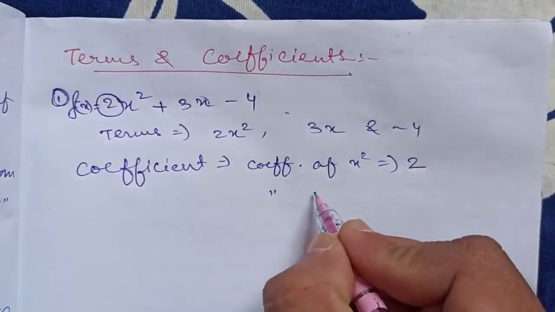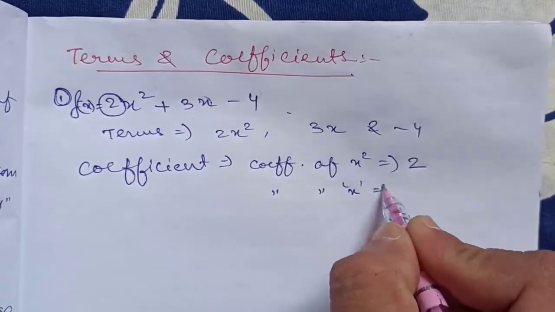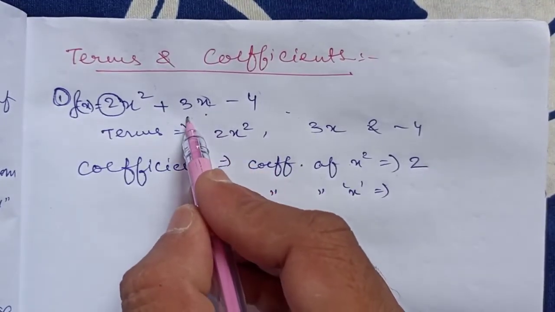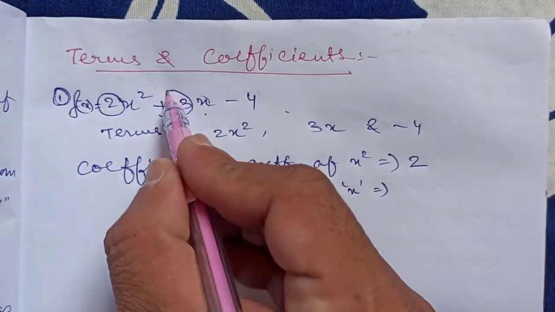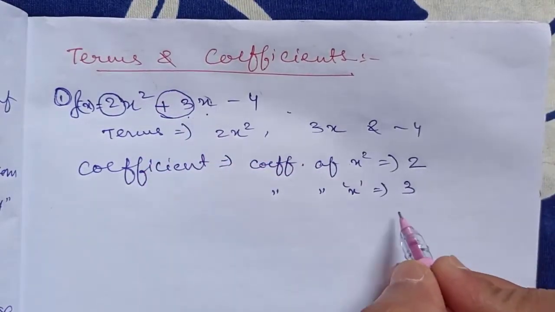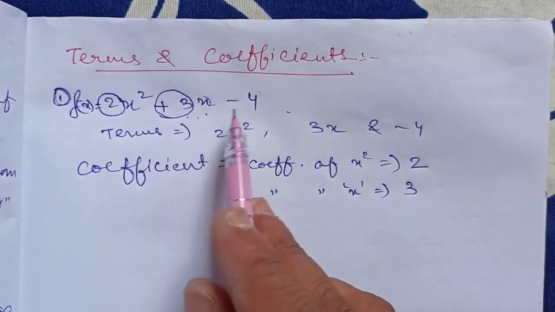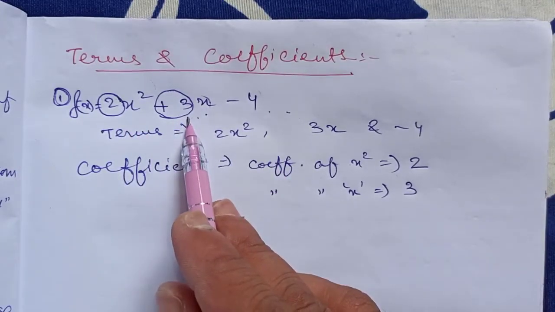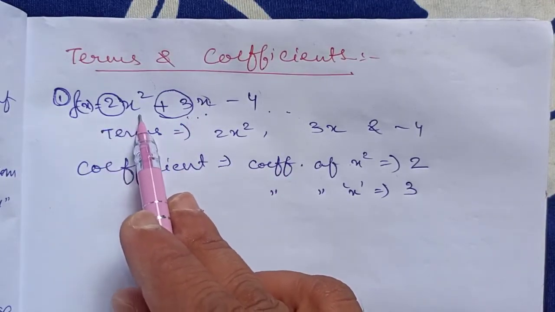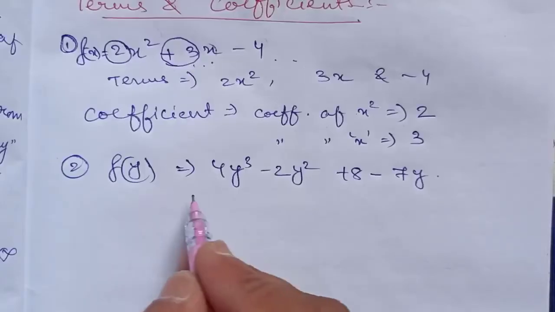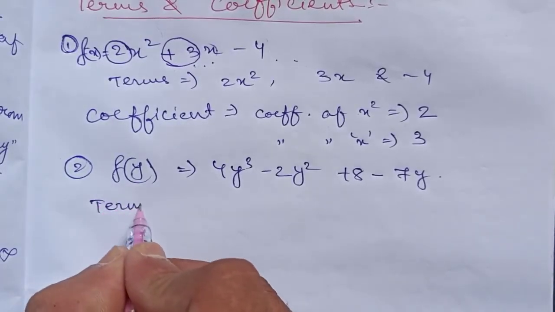Getting? Similarly, coefficient of x. What is the coefficient of x? 3. That is, with the sign you have to write plus 3. Getting? So these are 3 terms, and this is the coefficient of x, this is the coefficient of x square. One more example.